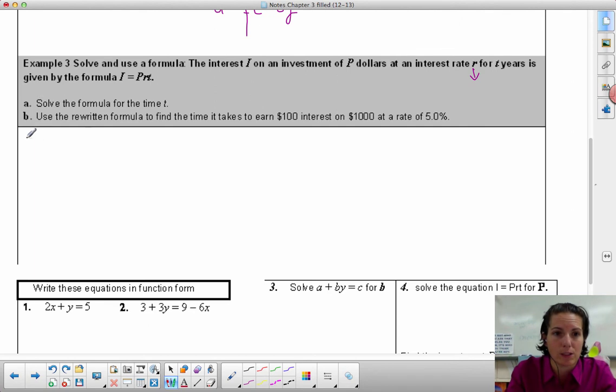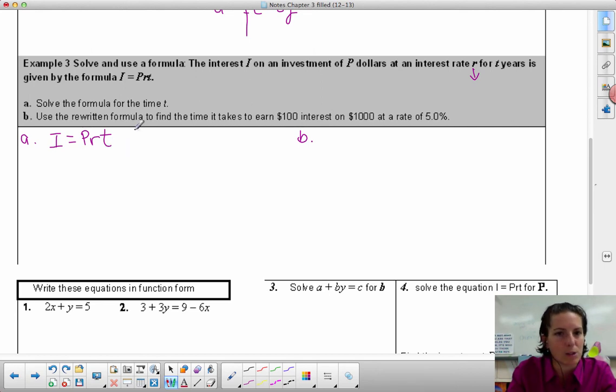So we have two things we have to do. First, we have to solve for T. And the second thing we have to do is use that rewritten formula to find the time it takes. So let's start with what they asked us to do. Solve the formula for T. So I equals P times R times T. And we want to get T to stay alone.